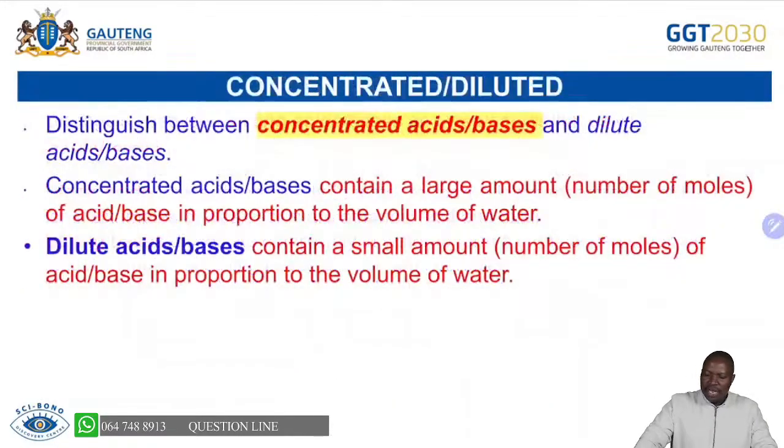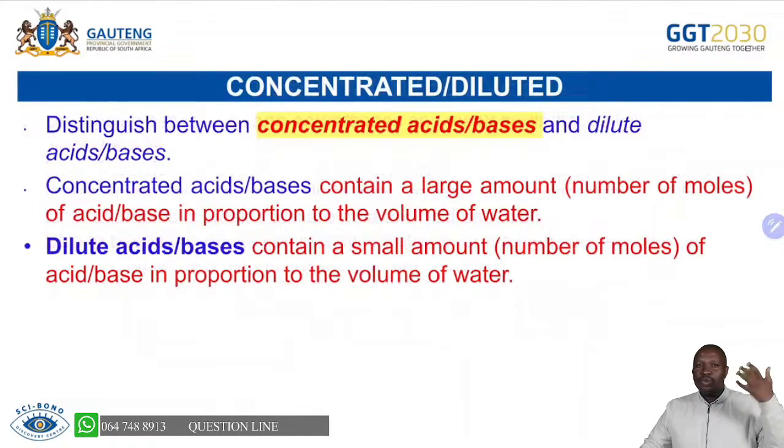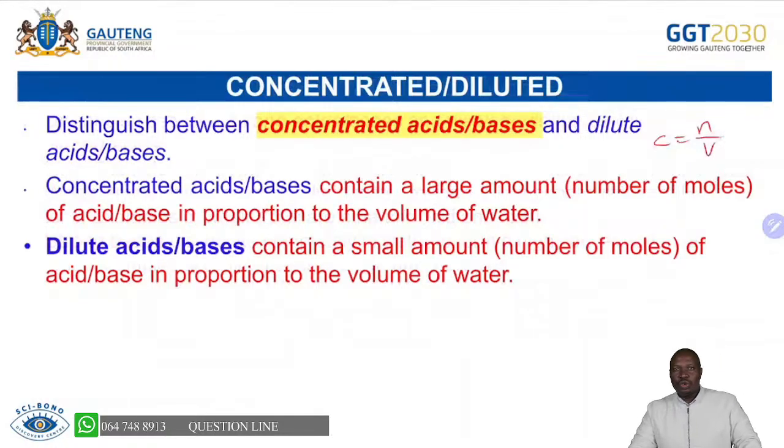Now, an acid can be concentrated or diluted. I want you to differentiate between a strong acid and a concentrated acid. Learners do have a misconception there, and I want to remove it. When you talk about a strong acid, we're talking about how it will ionize in water or in aqueous solution. When you talk about concentrated, we're talking about the issue of concentration. Remember, you define concentration as C equals n over V, which is the number of moles of a solute per volume of a solvent.